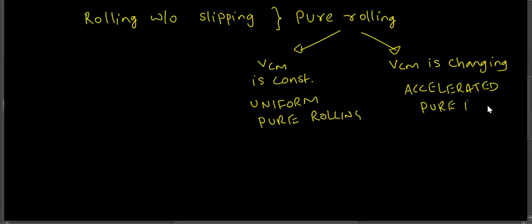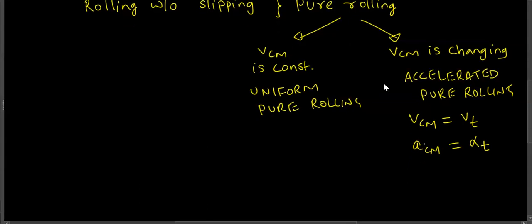Because we have acceleration, we can take one more step here. We're saying the velocity of center of mass must be, magnitude wise, equal to the tangential velocity. So if you take a time derivative, the acceleration of the center of mass must be equal to the magnitude of tangential acceleration. This tangential acceleration is provided by the torque acting on the object.